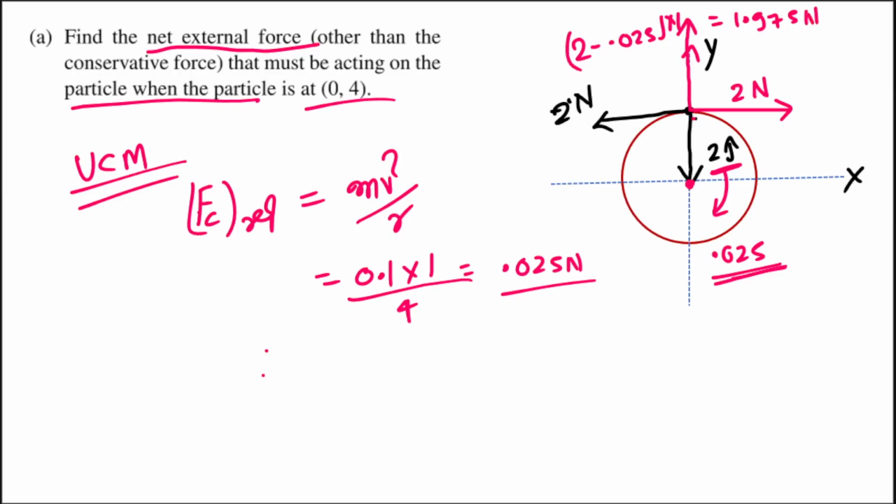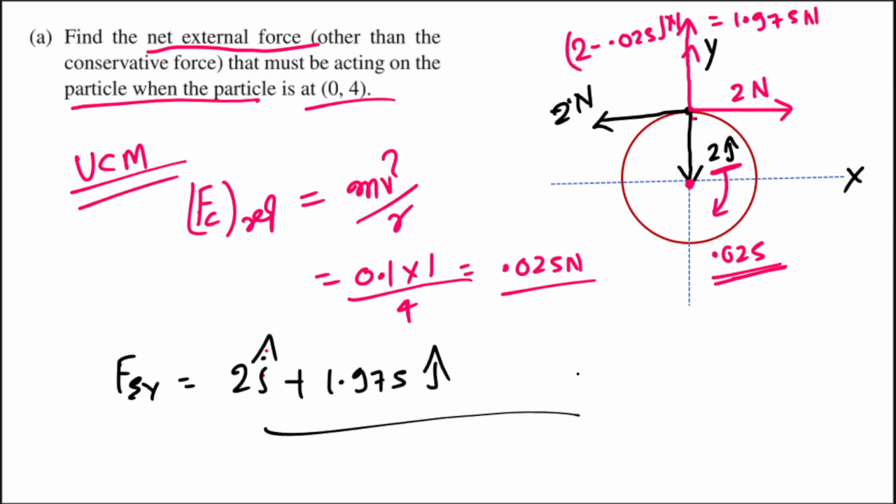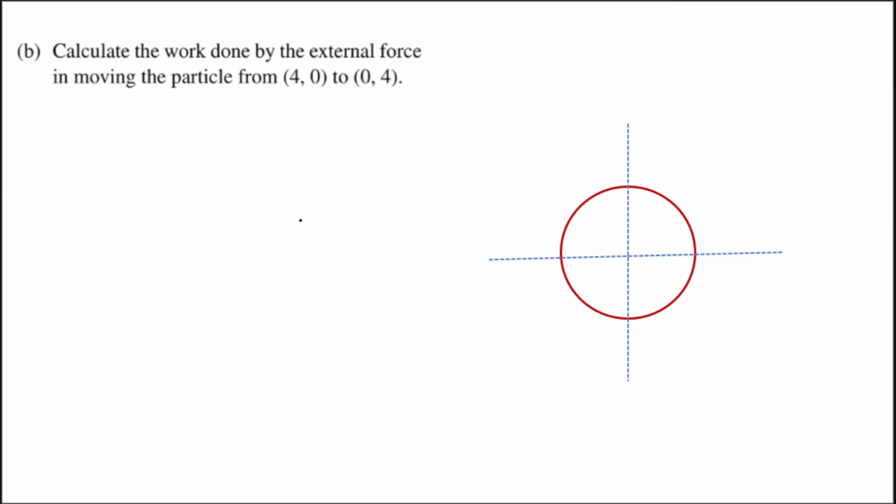So what is the external force acting? The external force acting is 2 Newton in the i cap direction, so 2 i cap plus 1.975 j cap. So this is the external force acting at this point. Okay. Now let's move on with part B.